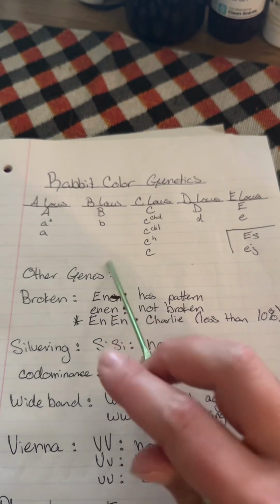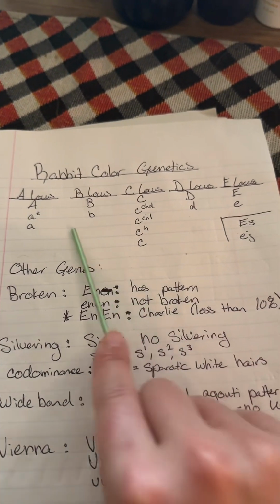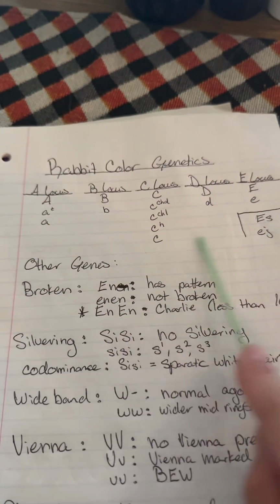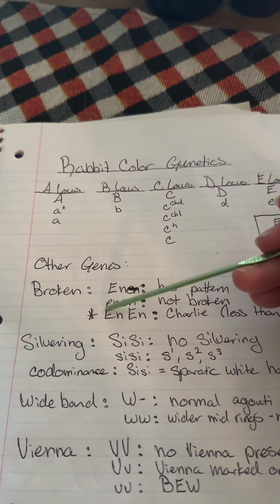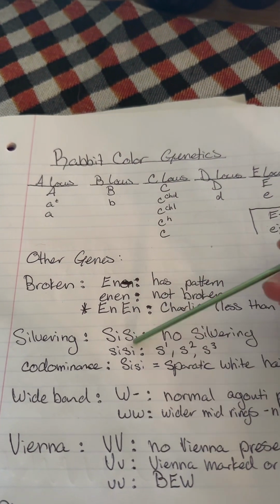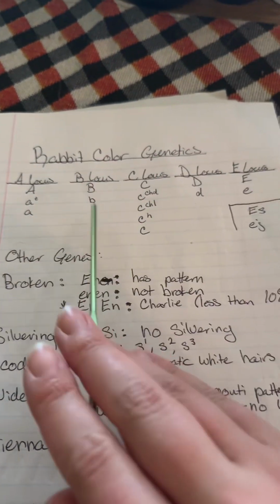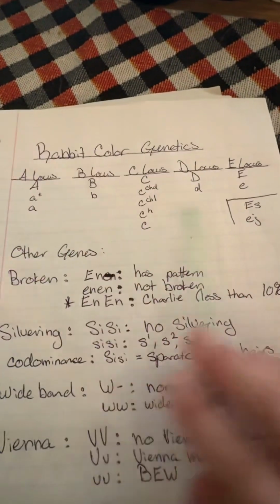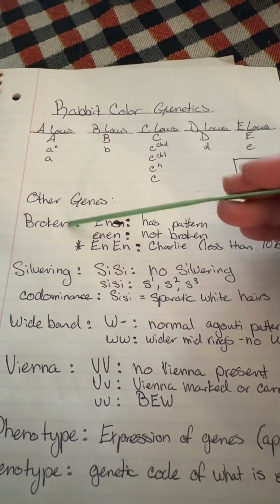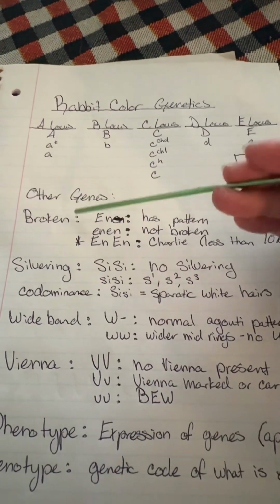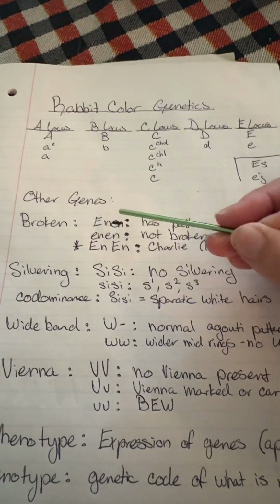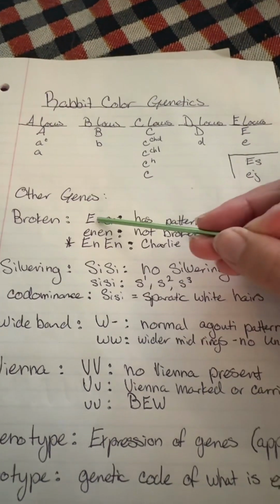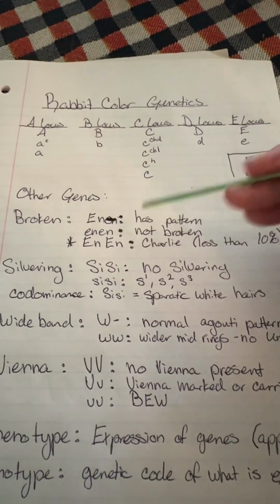Every rabbit that you see is going to have different allele patterns on these 5 core loci. Now, there are other genes that are going to impact the way that this is expressed, but at the core, it's all going to be these 5. One of the more notable ones here is a very dominant gene, and that is the broken gene. If a rabbit is broken, that means it has the dominant trait of En, so it has the broken pattern.